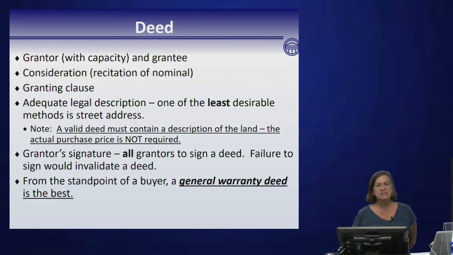One of the least desirable methods of describing property is street address, and the reason, remember, is that street addresses can change over time. So a valid deed must contain a description of the land. The actual purchase price is not required, and that's one of the questions on the test. The grantor's signature, all of the grantors must sign the deed for it to be effective, and failure to sign would invalidate a deed. From the standpoint of a buyer, the best way to hold title is to obtain a general warranty deed, and you'll need to remember that too.